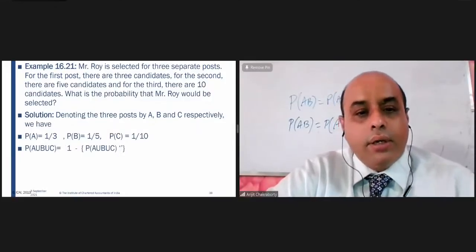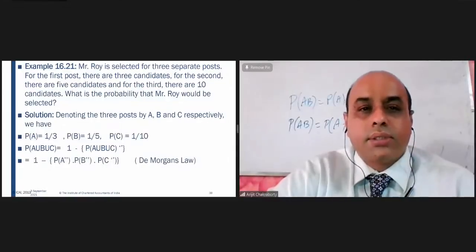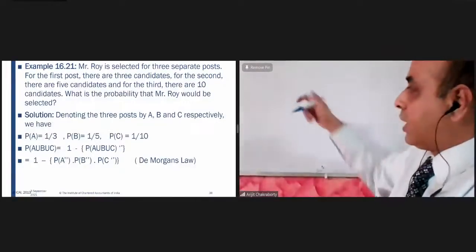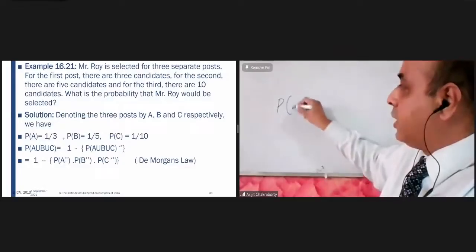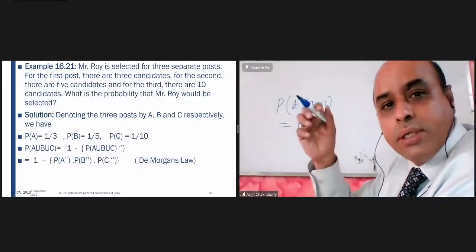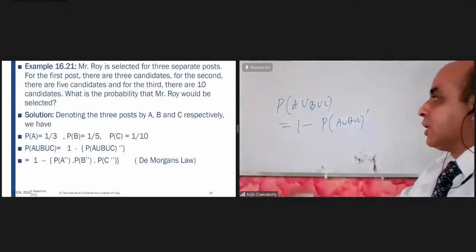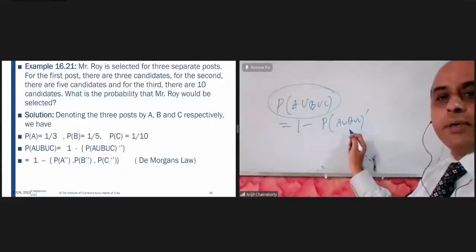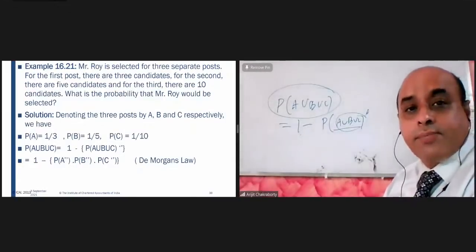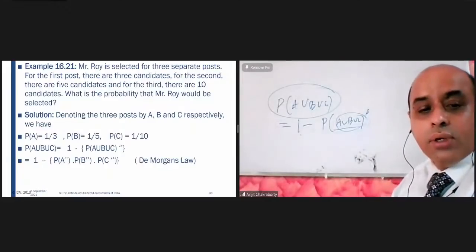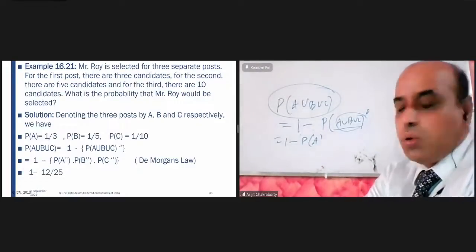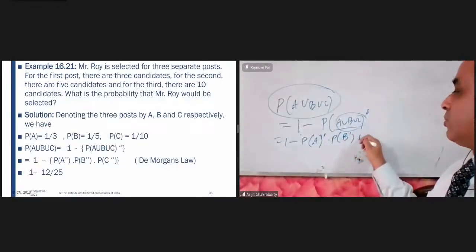Now, we also know that this particular formula is called De Morgan's law, which we also learned in the set chapter. This is a simple formula which we can see from the Venn diagram also. Probability of A union B union C is equal to 1 minus probability of (A union B union C) dash. So we already know that this event is equal to 1 minus the probability of the complementary event. The complementary event is given by this dash. As per De Morgan's law, this is equal to 1 minus probability of A dash into probability of B dash into probability of C dash.